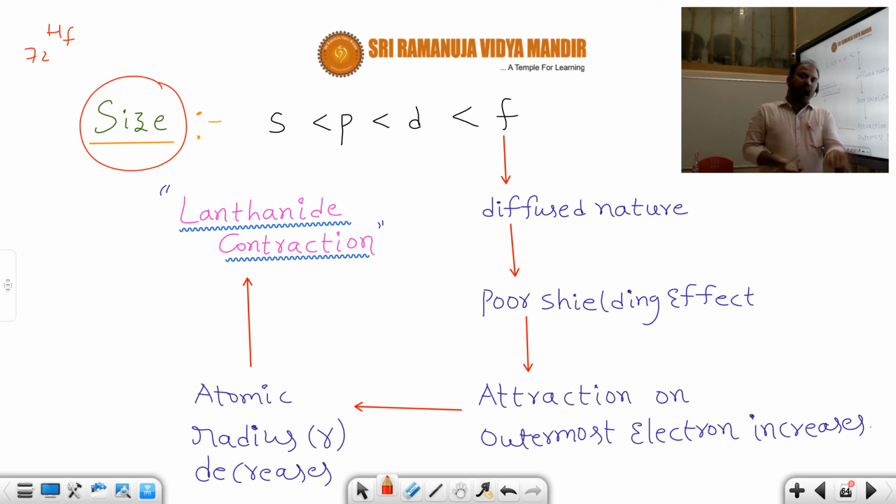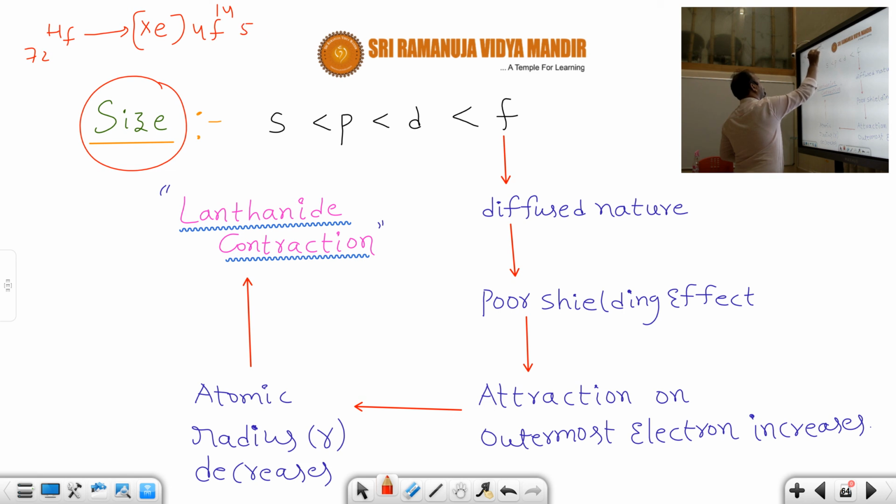Lutetium, the 4f orbital is completely filled. So 71: whenever the 4f orbital is completely filled, the next electron enters the 5d subshell. So hafnium, if you take that one, xenon electronic configuration 4f14, 5d2, 6s2. Here observe that 4f14.